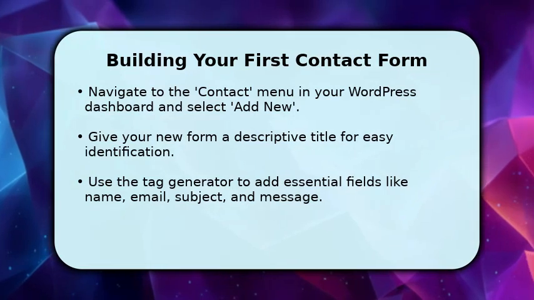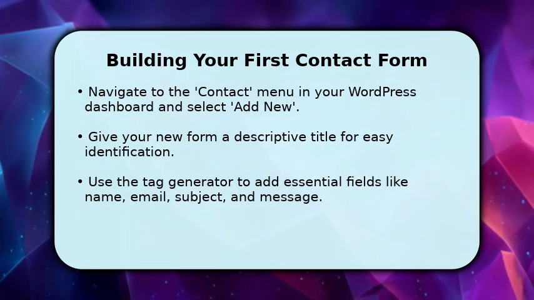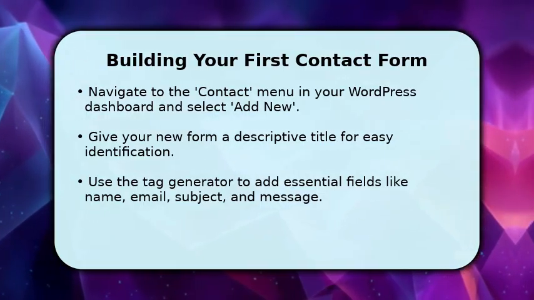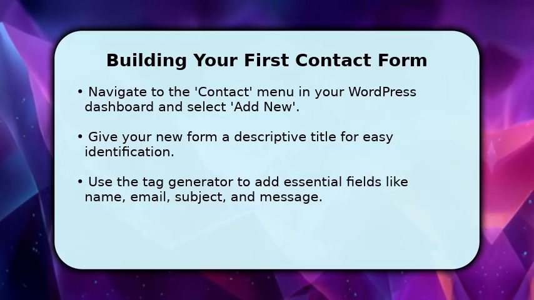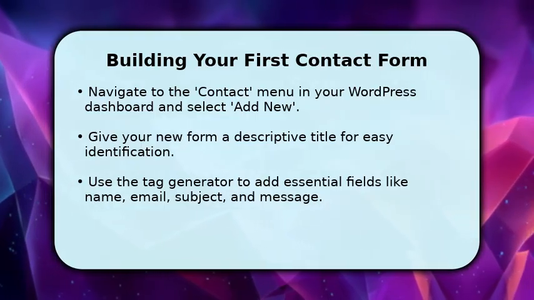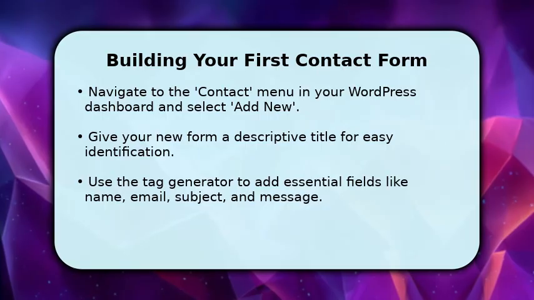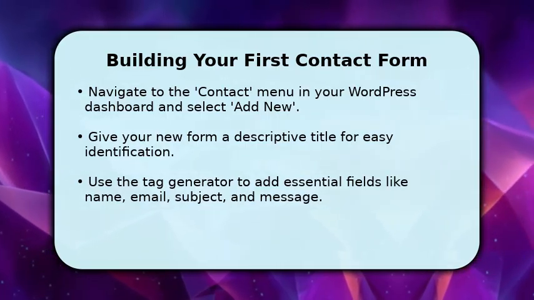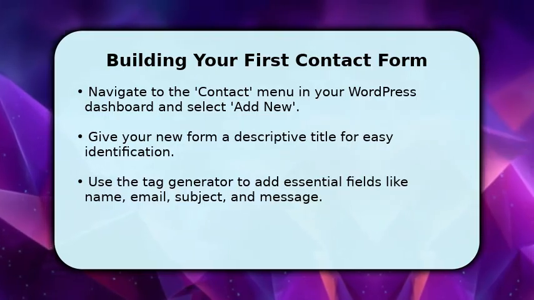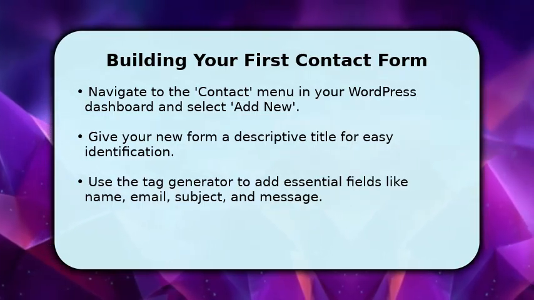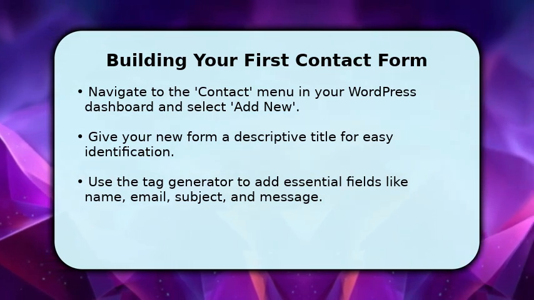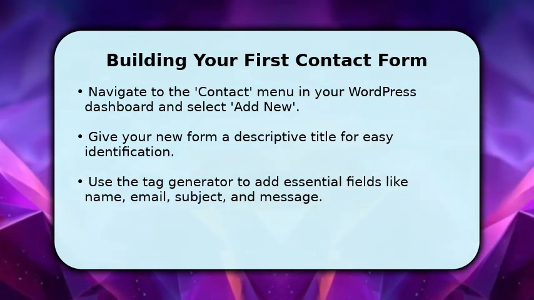Now let's build your first contact form. From your WordPress dashboard, go to the Contact menu and click Add New. Give your form a clear title like General Inquiry Form. You'll see a default template with fields for name, email, subject, and message. You can easily add or remove fields using the tag generator buttons. Once your form is structured, hit the Save button. This action automatically generates a unique shortcode, which is crucial for the next step.